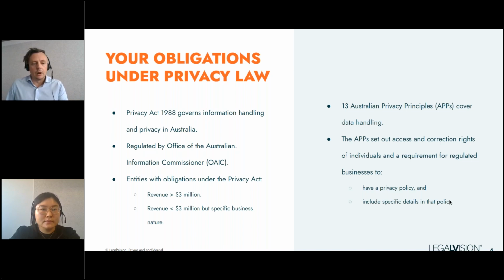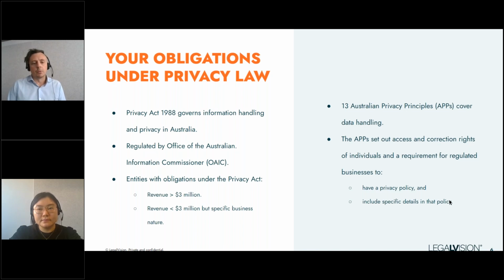It's important to remember that currently not all Australian entities are captured by the Privacy Act. You will have obligations under the legislation if you have an annual turnover of over $3 million, or you have a revenue lower than $3 million, but the nature of the business requires you to meet certain obligations. So, for example, if you provide health services or hold health records, you may have obligations, or if you're a contractor to a Commonwealth government department, or you're a credit reporting body.